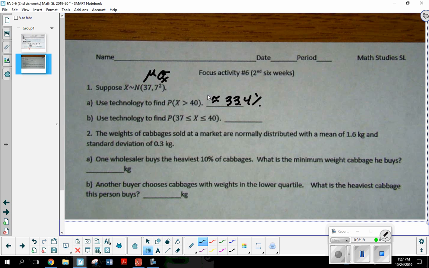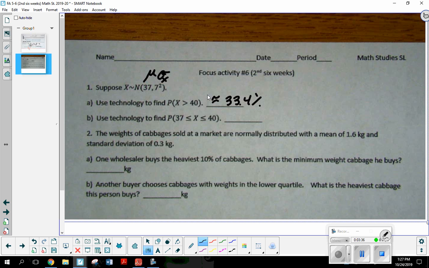Does anybody want me to go ahead and kind of illustrate this with a diagram? I thought 40 was the maximum. No, it's greater than 40, so 40 would be the minimum value, yes.